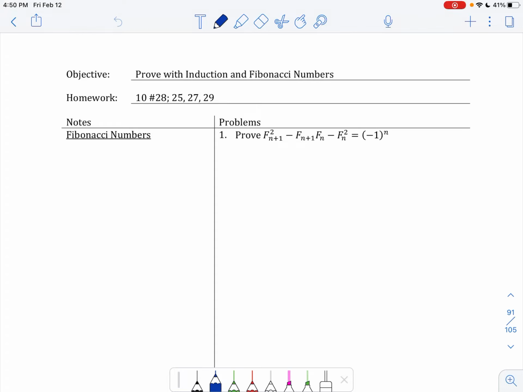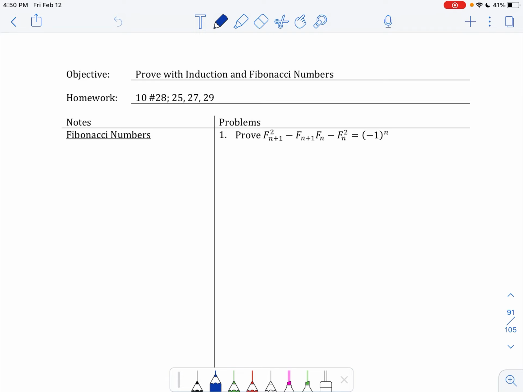All right. So we are going to do our last lesson on induction, and we are going to talk about induction and Fibonacci numbers, which is just a very common type of induction problem. So get yourself ready for notes, and we are going to look at this set of problems.